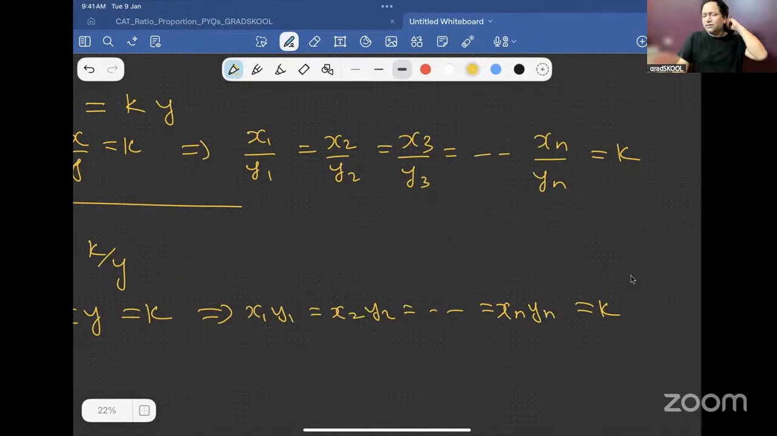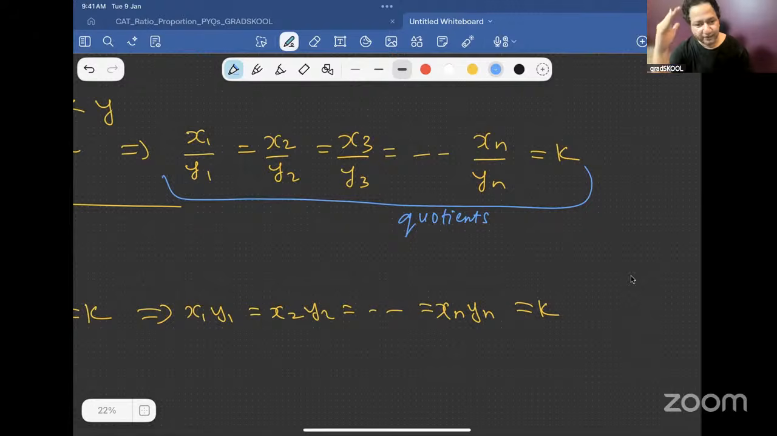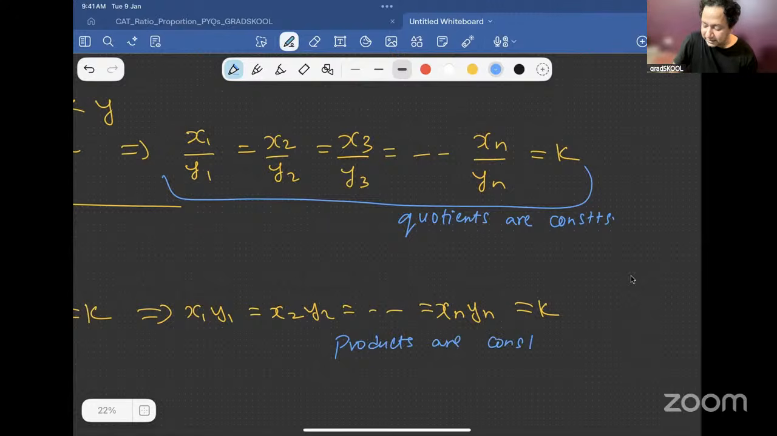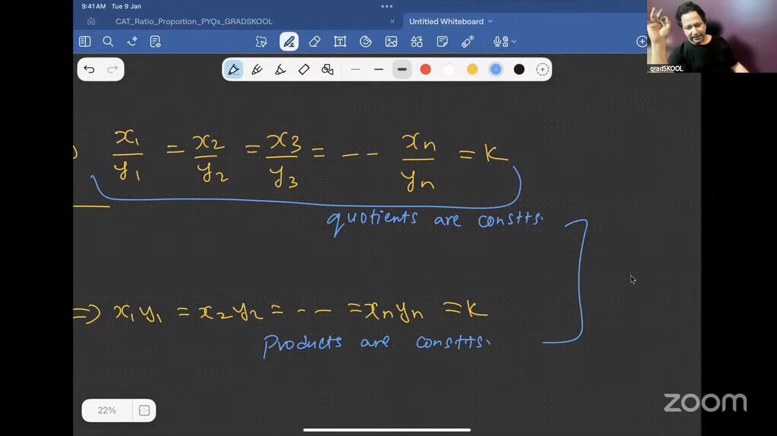Now, what do we see here? What exactly do we see here? We see here that these values are nothing but the quotients. What is a quotient? Quotients are what you obtain to divide something by something. So X when divided by Y, you get the quotient. The quotients are constants. In this case, the products. These are products, right? Products are constants.